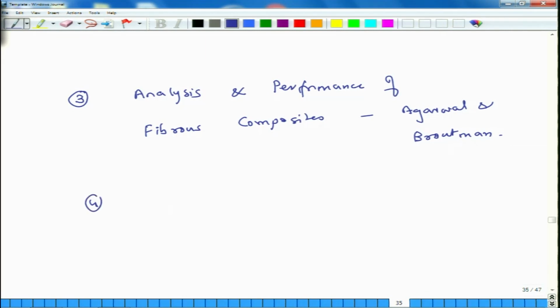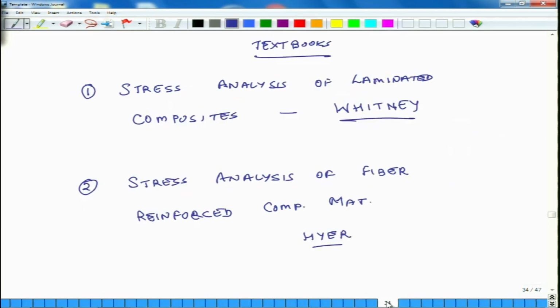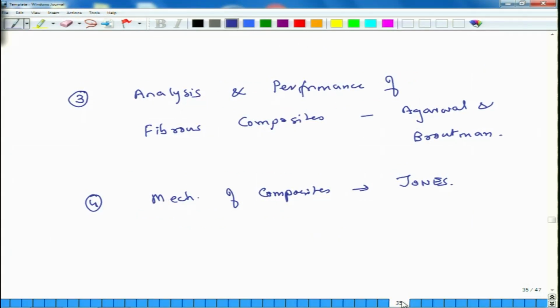And the last text is Mechanics of Composite Materials, and this is by Jones. But the first 2 books you will find particularly useful because they provide some more detailed discussion of governing differential equations and their solution mechanisms.